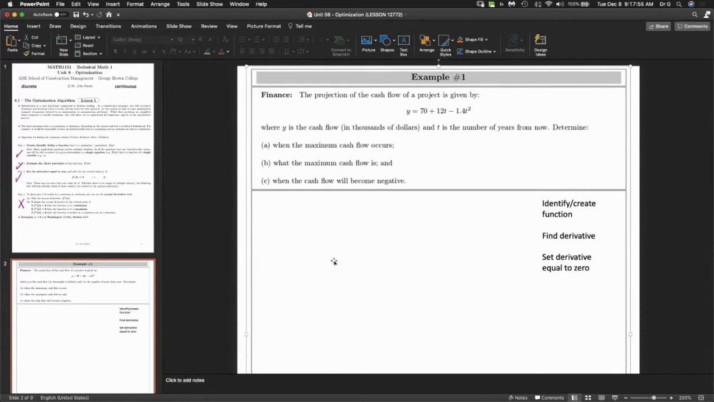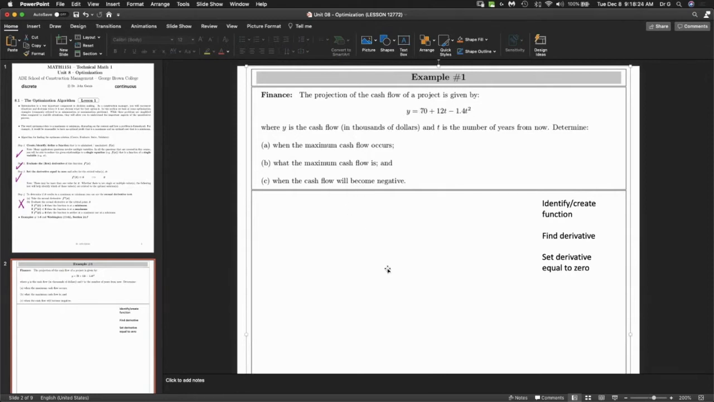It says here, the projection of cash flow for a project is given by this function. Okay, fine, it's not the letter X here, but that shouldn't interfere with our process. You could have any variable there, and in the homework exercises that I gave you, I put variables other than X in there. For this question, the independent variable is time, or T, but you just treat it like an X.